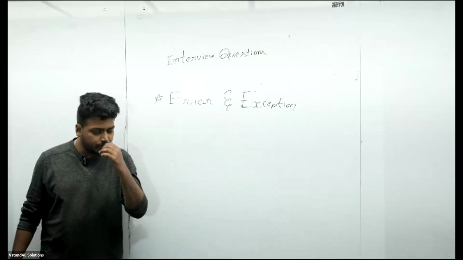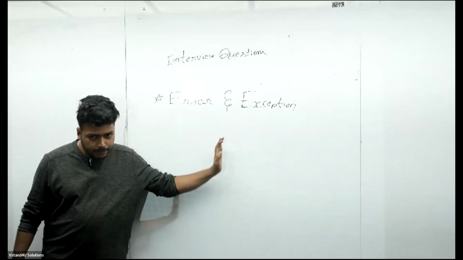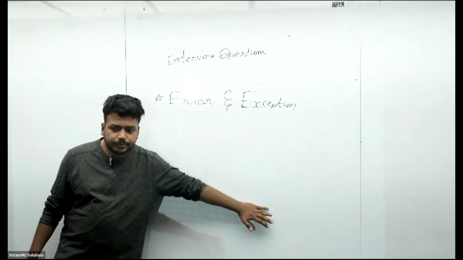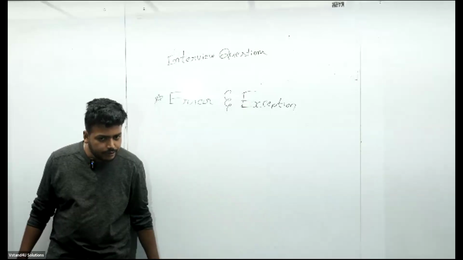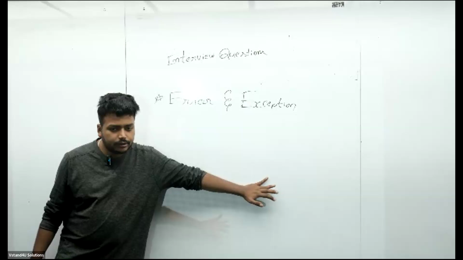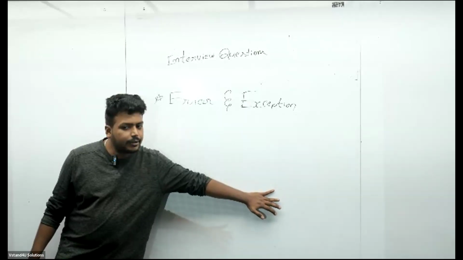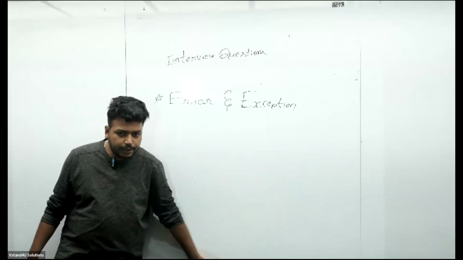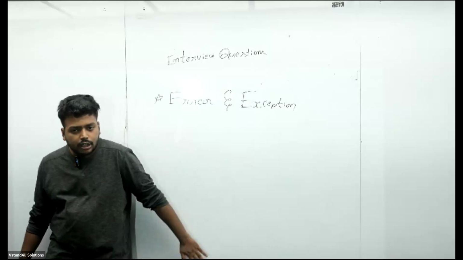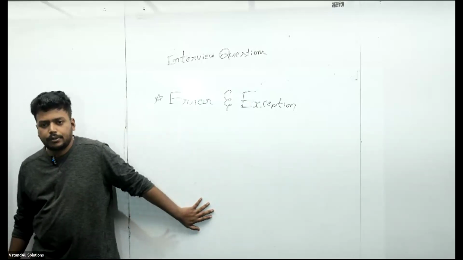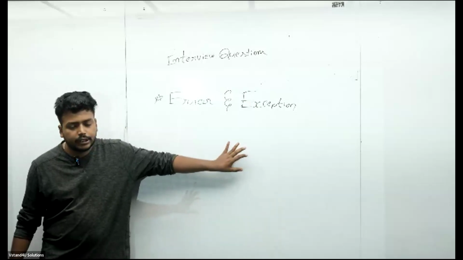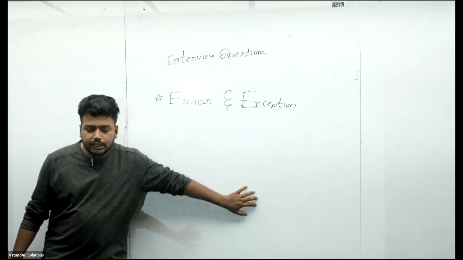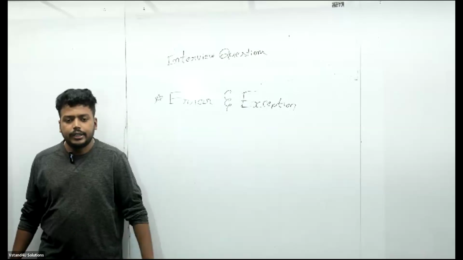What is exception? Exception is an abrupt interruption while executing the Java programming. It stops the execution of the Java programming. It is called an exception. When you get the abrupt interruption, the code below that line will not be executed.